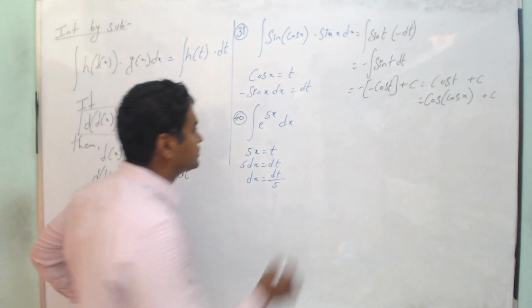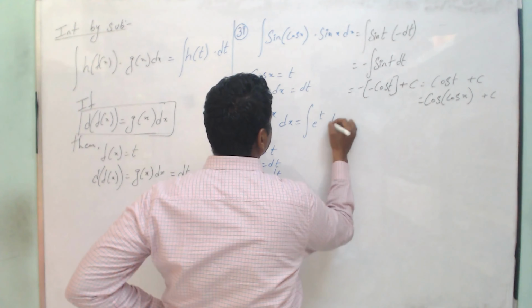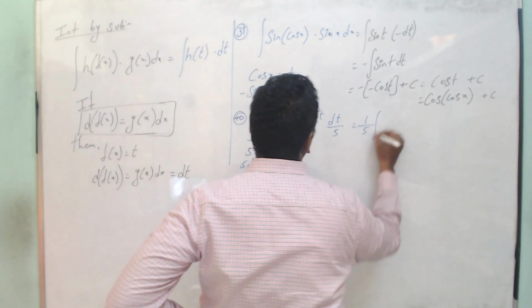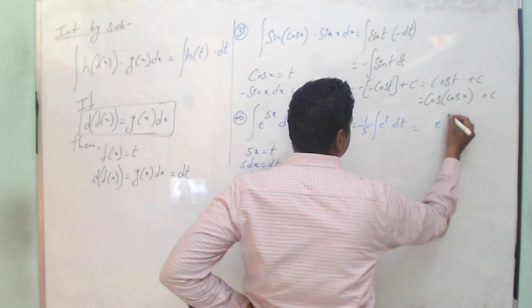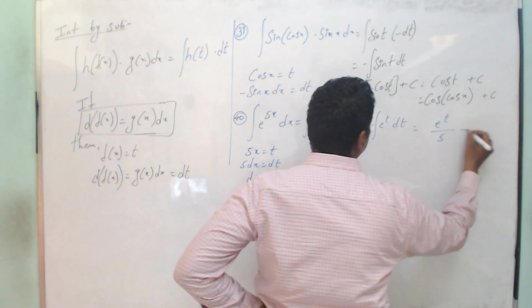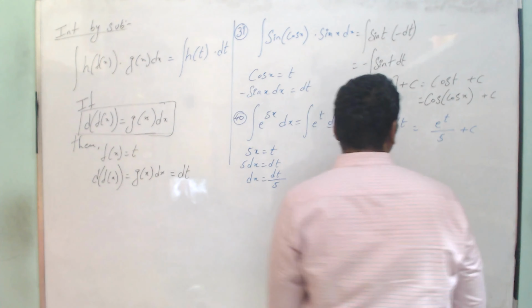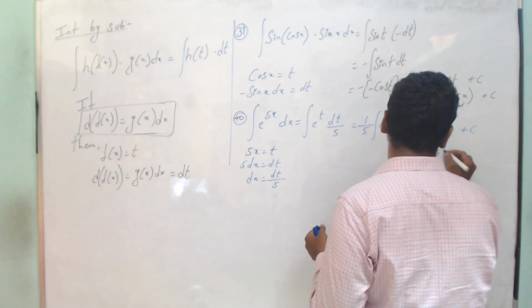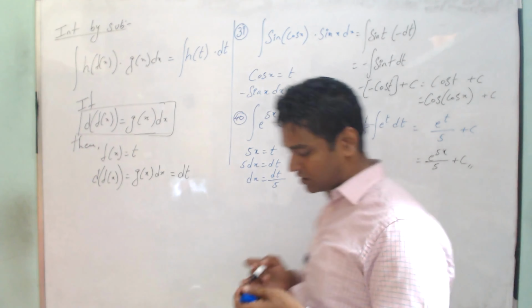Okay, so my question will transform itself as integral of e to the power t dt by phi, and you know it is 1 by phi integral of e power t dt, and integral of e power t dt is e power t itself, you know that, by phi plus c. But t was 5x, right? T is 5x. So my final answer will be e power 5x divided by phi plus c. Okay, now you can have fun.